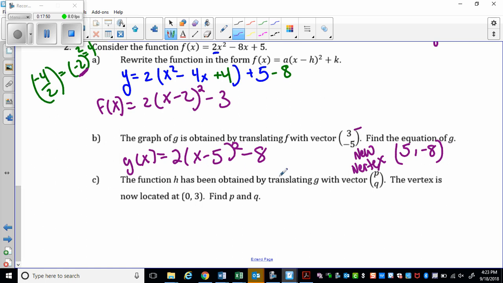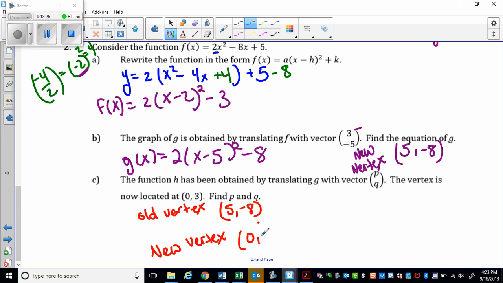Okay? I want you guys to try see. It says that h, so we have f of x and g of x, now we have h, has been obtained by translating g. So we're going to start at g with the vector p over q. We don't know what that vector is, but the vertex is now located at 0, 3. So my old vertex, they're telling us to start at g of x, so my old vertex is at 5, negative 8. My new one is at 0, 3. How did we get there?